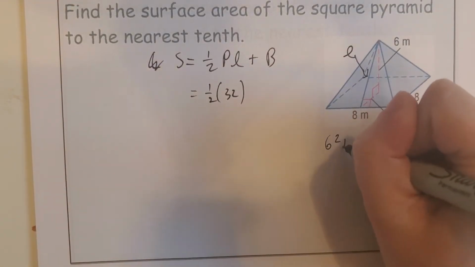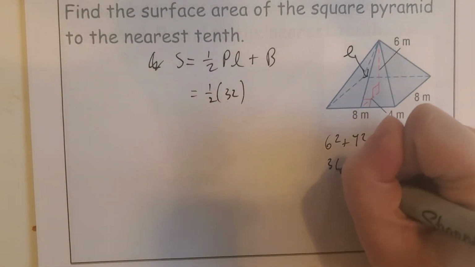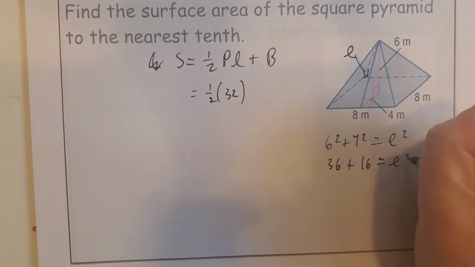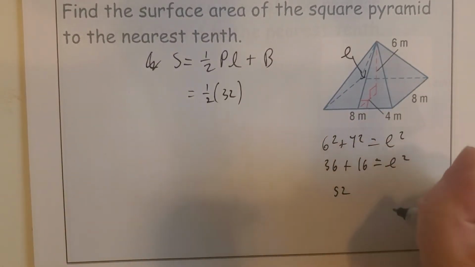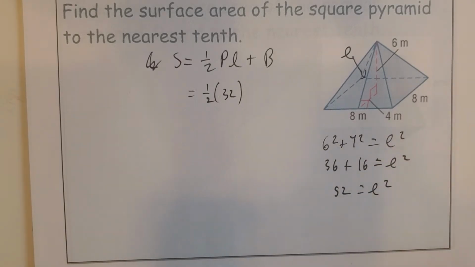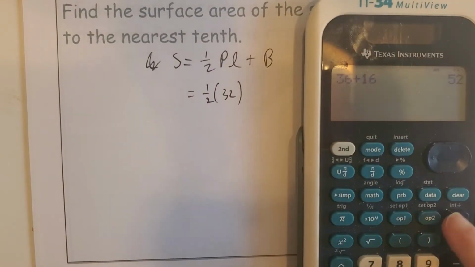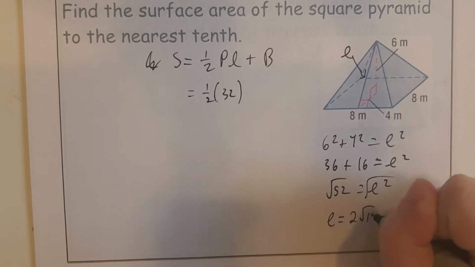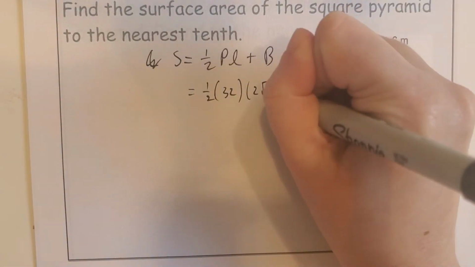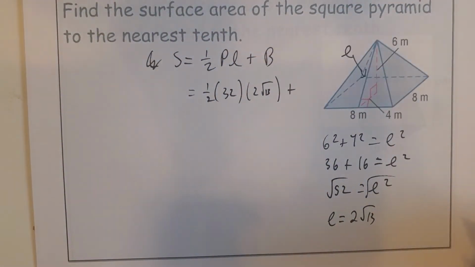So this is going to be 6 squared plus 4 squared equals L squared, because these two are the legs. This is 36 plus 16, which is 52. So I think that's 4 and 13, right? 52 is divisible by 4. Yeah, so root 52 simplifies into 2 root 13. So that is our slant height. And then plus the area of the base.